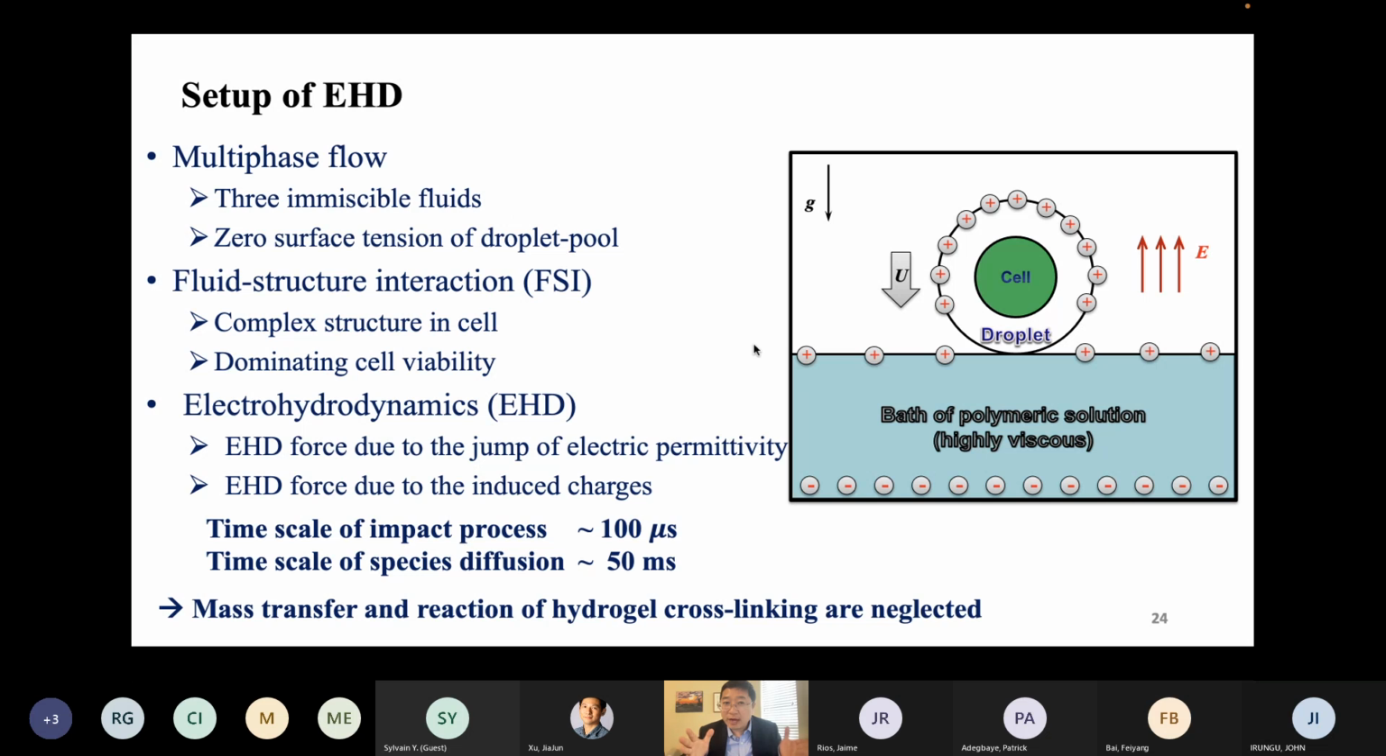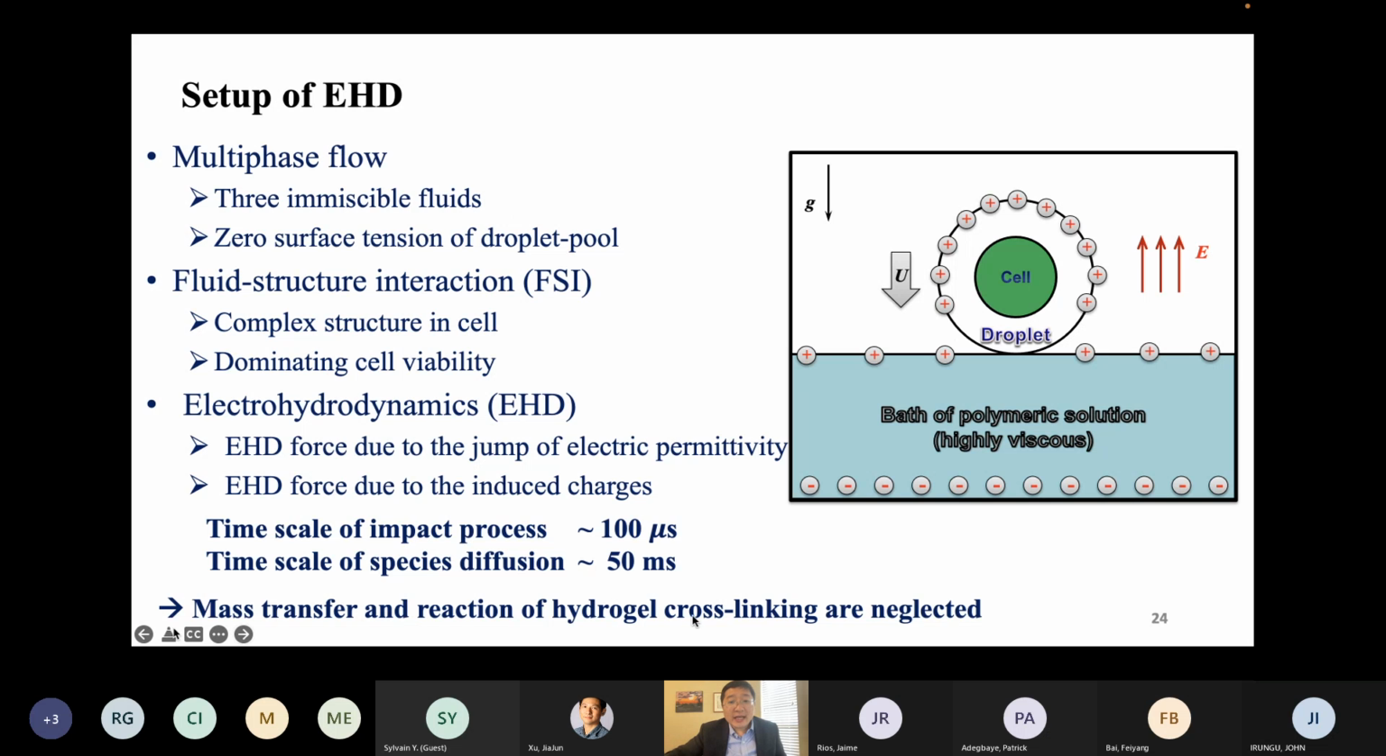Can we use electrohydrodynamics? EHD is called electrohydrodynamics, so we use electric force. Electric force has two parts. One is induced by the charges. One is because of the difference of electric permittivity. Air and liquid water have different electric permittivity, so that will cause electric force.